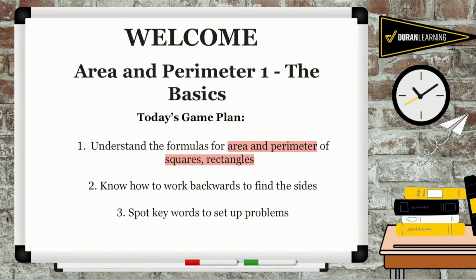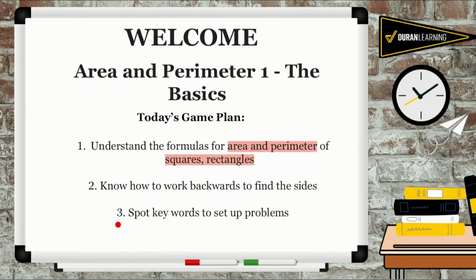Then number two, once we really get to know these shapes and these formulas, we're going to learn how to work backwards. So it's not just going to be about finding the area or finding the perimeter. What's going to happen if I give you the area or perimeter and I want you to work backwards to find the sides? Are you still going to be as confident in what you have to do? So that's the big question we're going to answer.